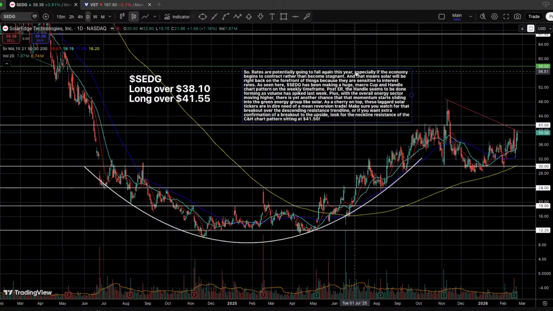Again, I gave another reason here, especially if the economy begins to contract rather than become stagnant, right? Because stagflation is still at the forefront of the current issues we're seeing in the overall economy, especially with the labor market and the current reflation of inflation, right? And that means solar will be right back at the forefront of things because they are sensitive to interest rates.